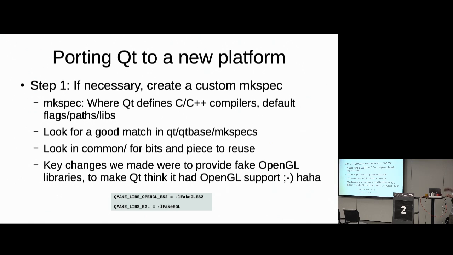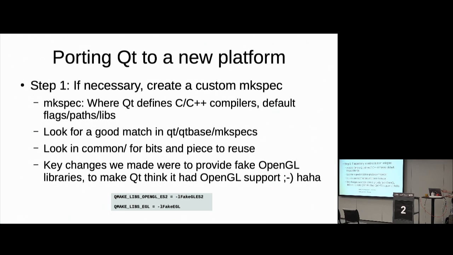Some very short tips, I guess: mkspecs are hard to get right from the beginning, but there's usually, inside of the Qt base mkspecs folder, a common folder, and there's a lot of pieces that you can make use of. And usually all you have to do is change a few flags. You'll usually get away with getting default settings. But one of the major things that we did is that we had to convince Qt that we had OpenGL, because we use QtQuick for the UI.